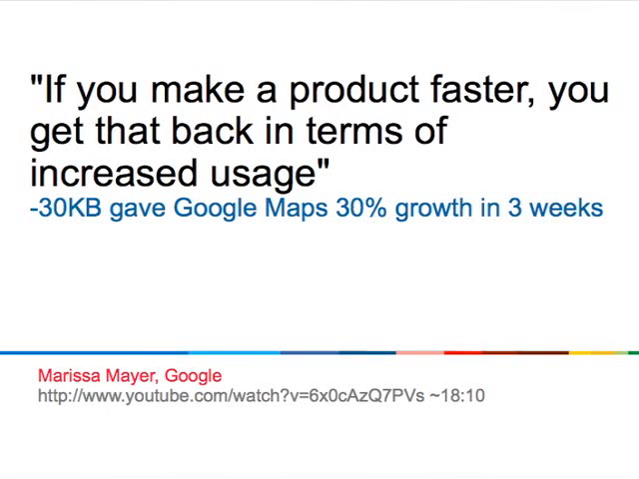Finally, the last quote by Marissa is talking about how Google Maps, after they first launched, had a 100 kilobyte page load. They found a lot of adoption quickly, but then they decided that there were ways they could optimize this size. They trimmed about 30 kilobytes of JavaScript out of the initial download. Dropping those 30 kilobytes made Google Maps grow by 30% in 3 weeks. So again, there was a direct correlation between page size and the amount of growth they experienced.